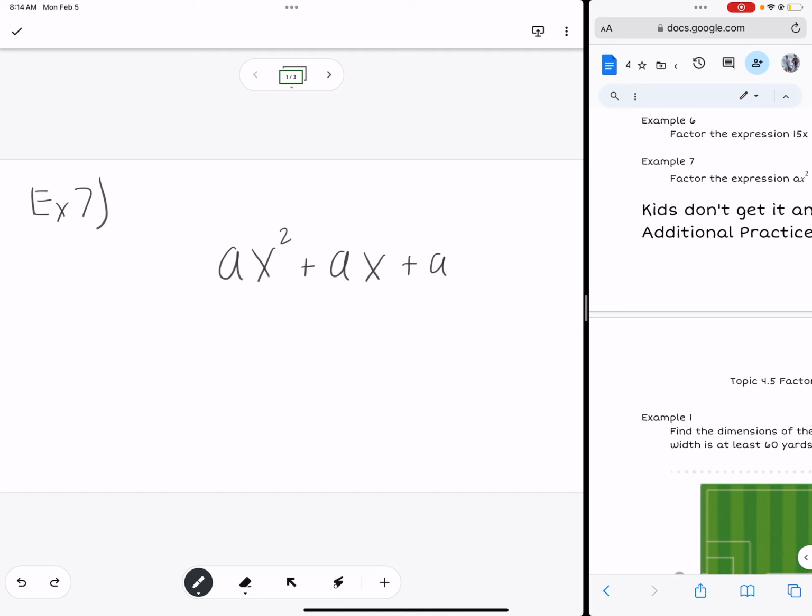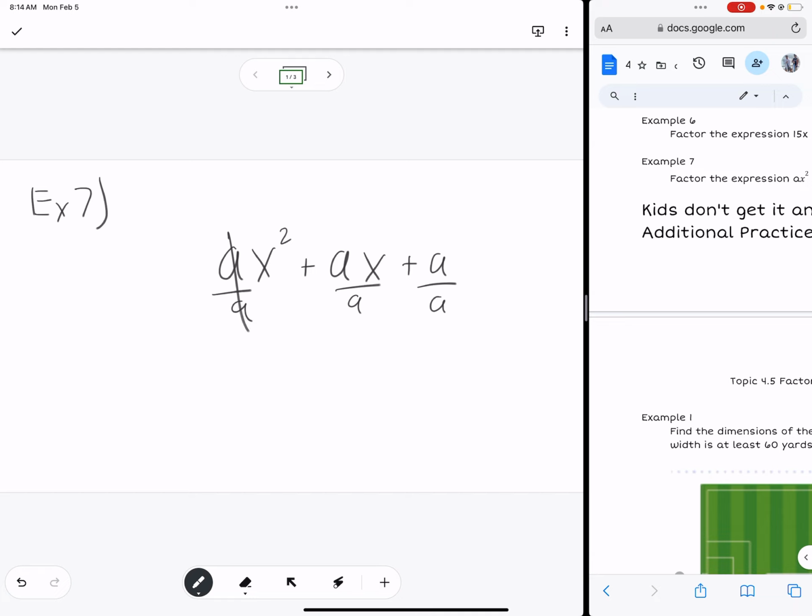All right, does anyone want to attempt it? First of all, do we have any like terms? No, we don't. We have x squared, we have x, and then we just have a. You can't combine them, but they all share something in common. What do all three terms have in common? They all have the letter a. So what can we divide by? Divide by a.